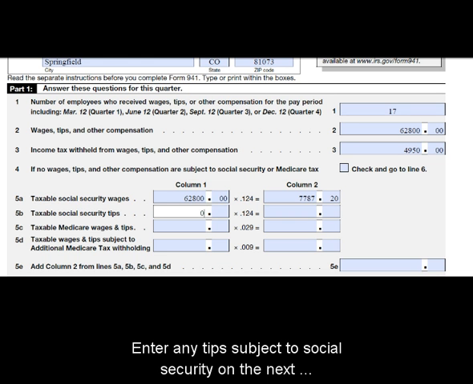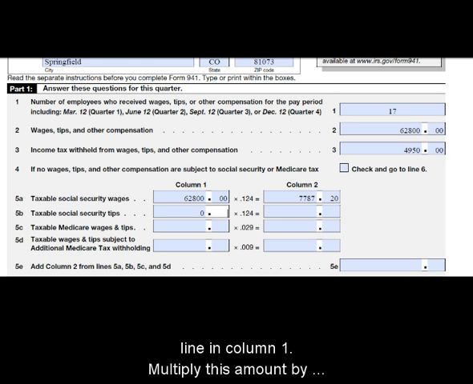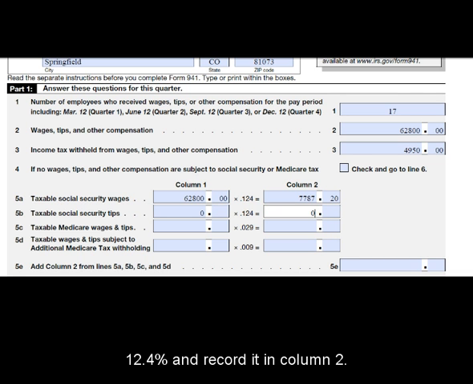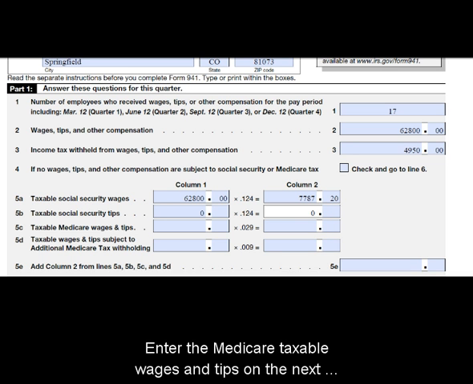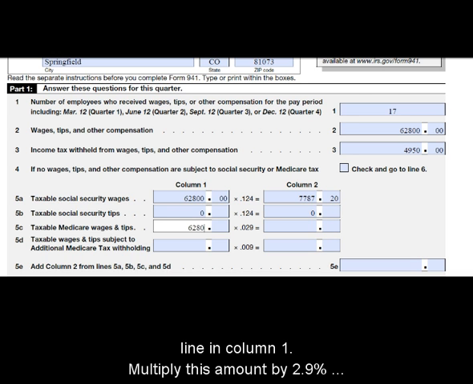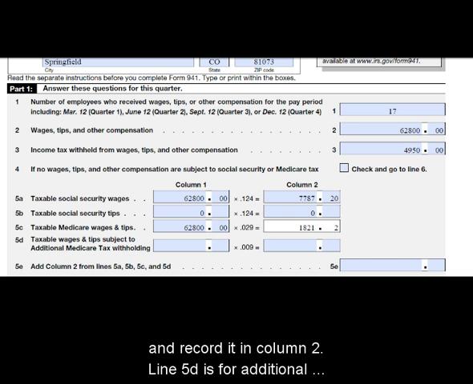Enter any tips subject to Social Security on the next line in column 1. Multiply this amount by 12.4% and record it in column 2. Employees at Mayfield's are not tipped employees. Enter the Medicare taxable wages and tips on the next line in column 1. Multiply this amount by 2.9% and record it in column 2.